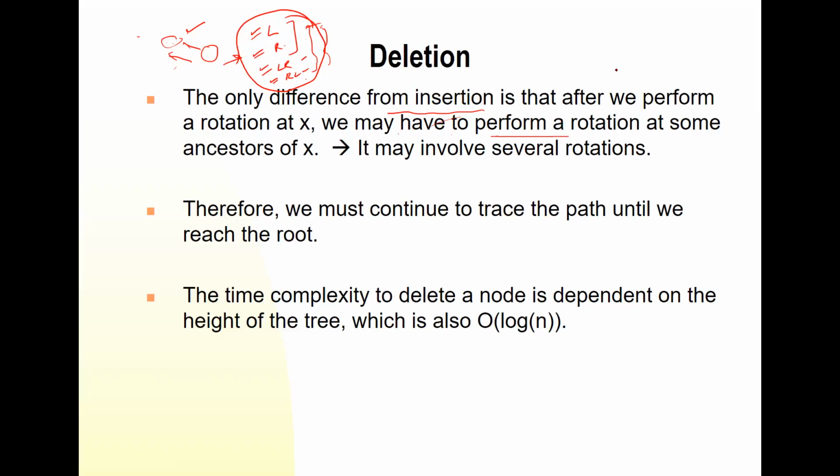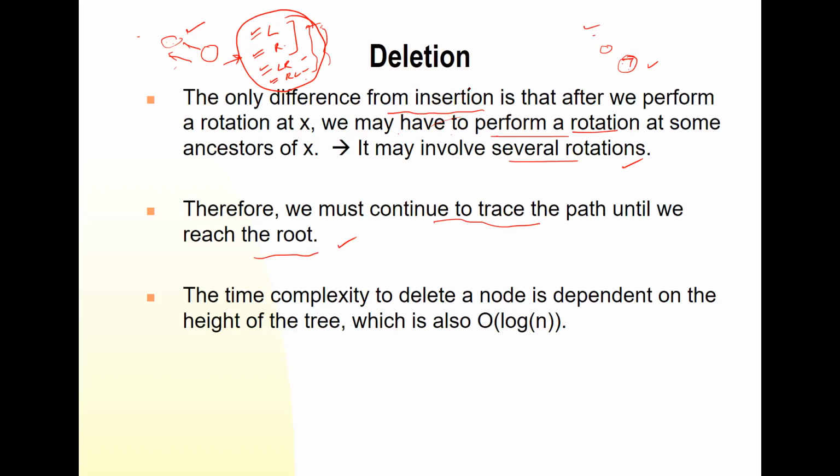After rotation, the newly rotated AVL tree may disturb the balance vector of any of its ancestors also. That means once we have performed a rotation, you may have to perform several other rotations until you reach the root node. That means we have to perform multiple rotations in deletion.